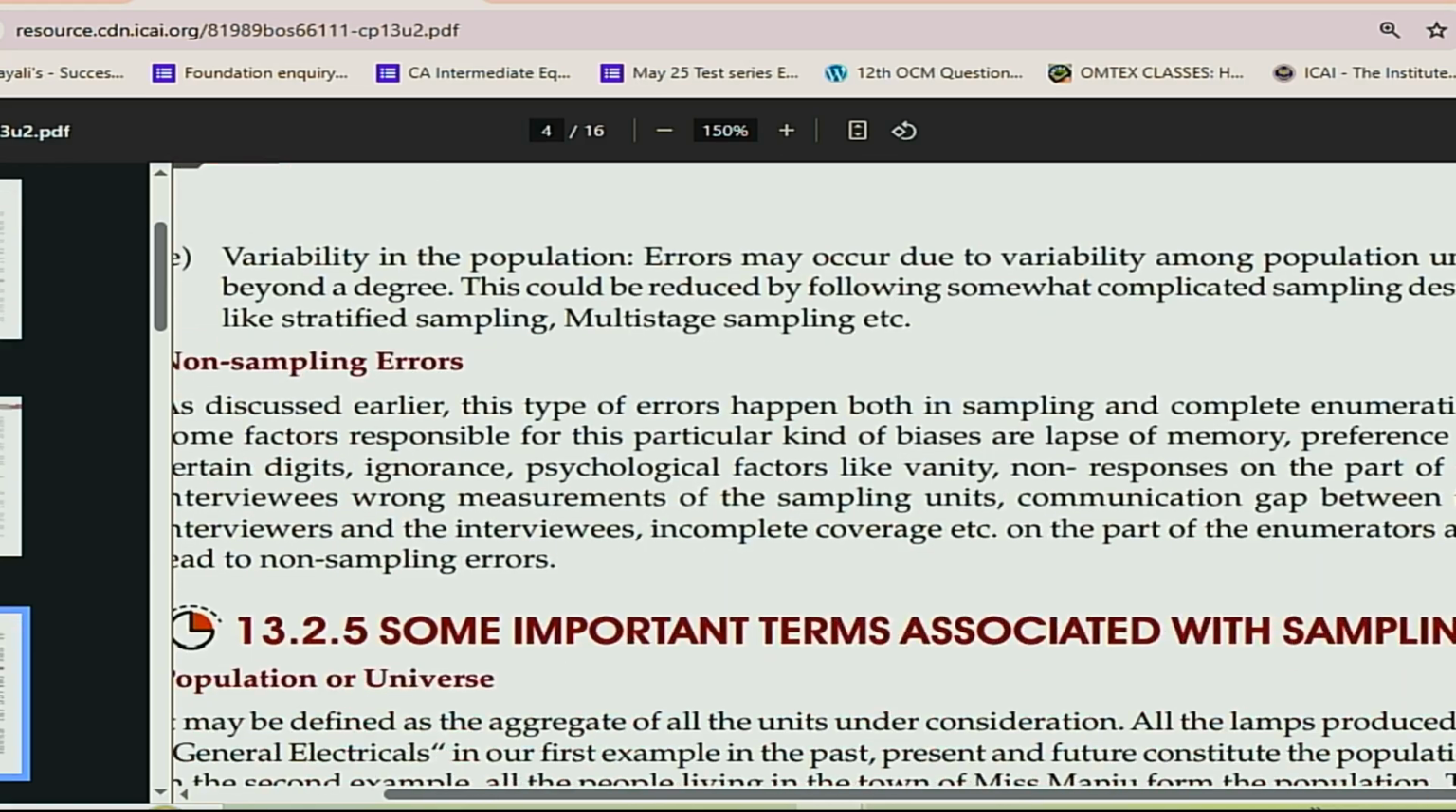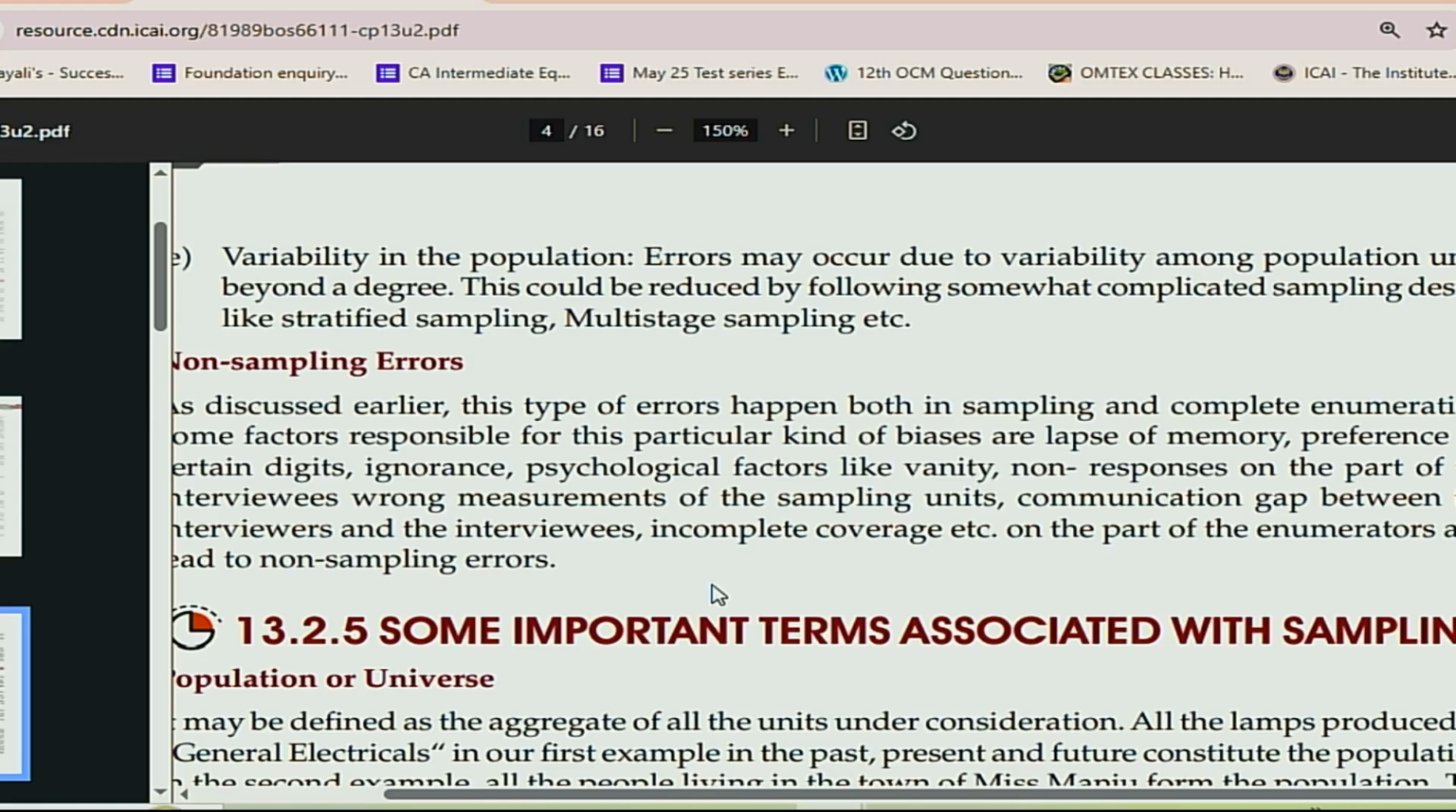is variability in population. Errors may occur due to variability among the population beyond a degree. This can be reduced by following somewhat complicated sampling designs like stratified sampling or multi-stage sampling. We are going to learn what this is. Okay, let us move ahead. We have finished with sampling errors.